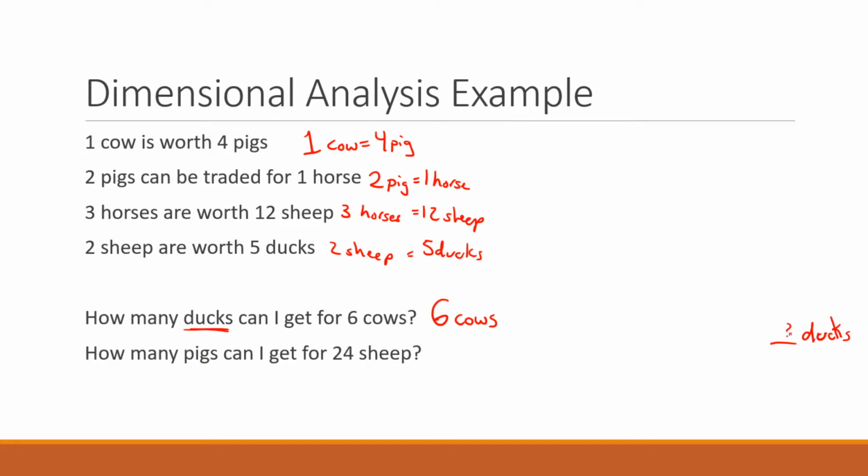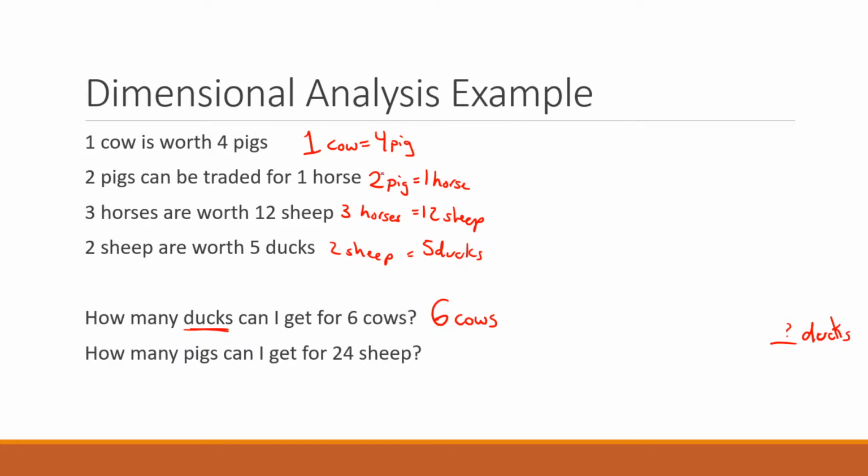Right? I want to know how many ducks I can get. So that means in between here and here, right along this line, I want to set up a bunch of conversion factors to help me convert my cows into ducks. The only thing I know about cows is that 1 cow is worth 4 pigs. And so I want to set up what I want over what I have.